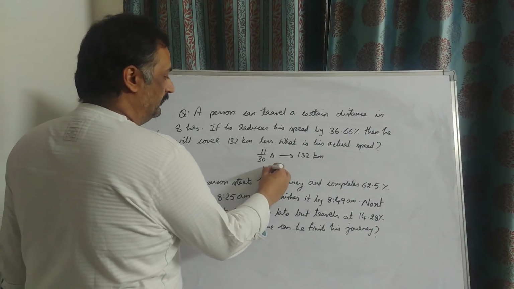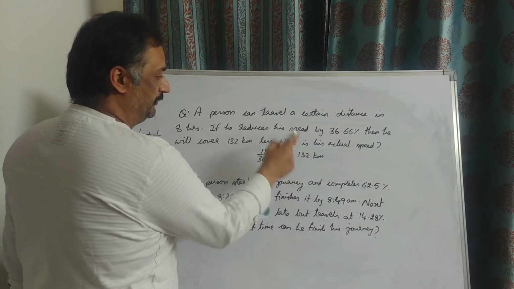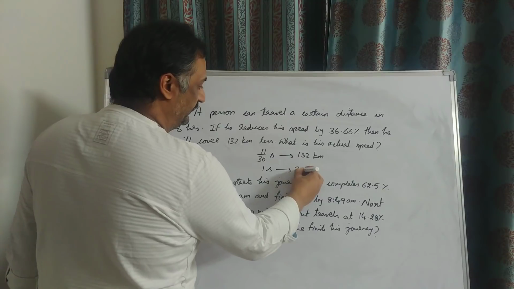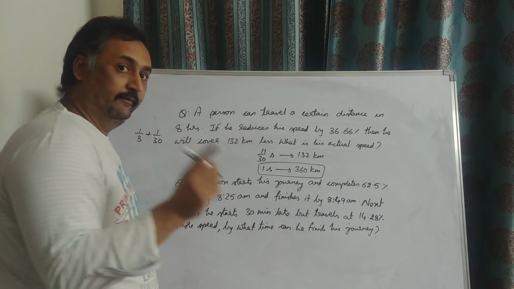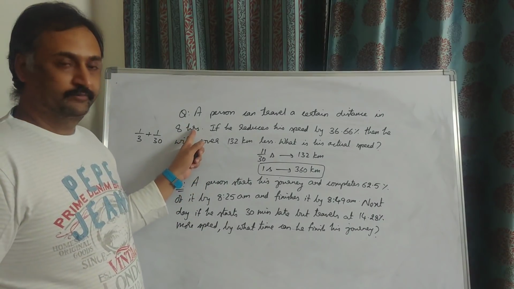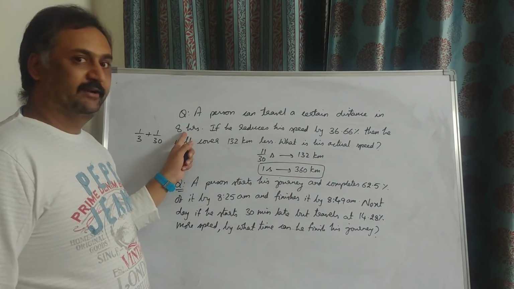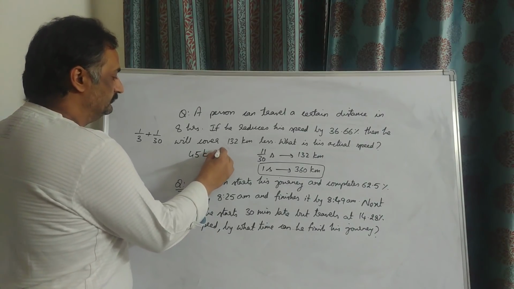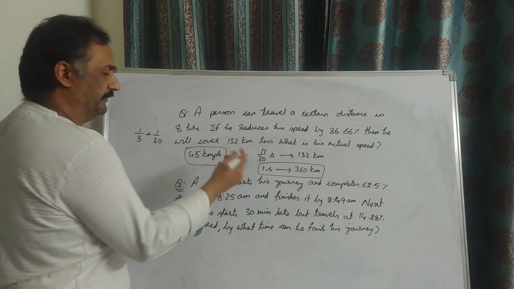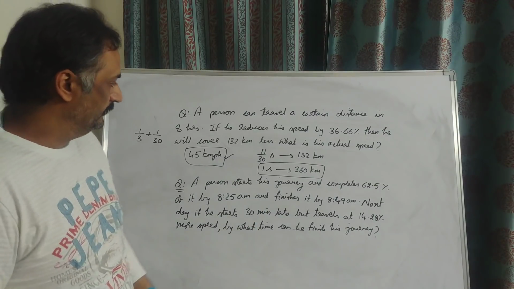So I can say the total is equivalent to 11 times 12 is 132, so 360 kilometers. So with his actual speed he was traveling 360 kilometers in how much time? 8 hours. 360 kilometers covered in 8 hours is nothing but 45 kilometers per hour speed. 360 by 8, 45. Simple.